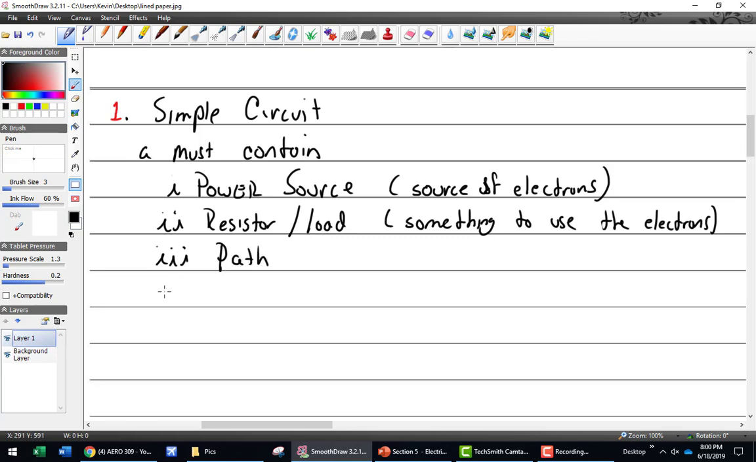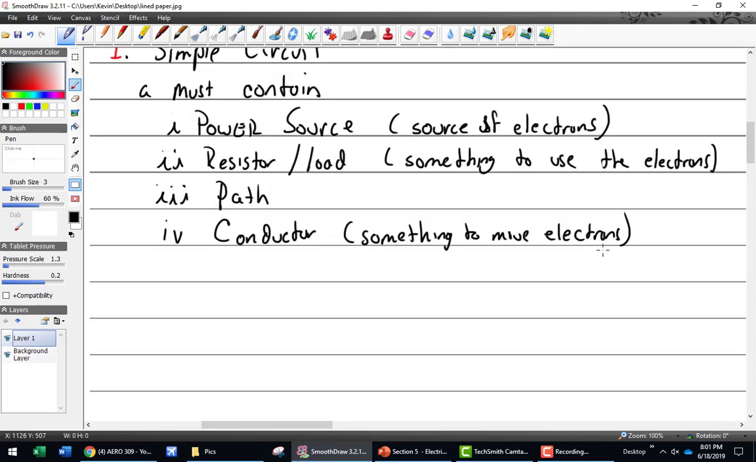All right, well, I have four things, but the fourth may be a little harder to figure out. Anybody guess this one? All right, that's it: connections or conductor. A conductor, something to move the electrons. Would that be the same thing as a path? Well, it would be the same thing as a path in the order that I wrote them in. Normally I write them in a different order, but I'll let you guys call it out.